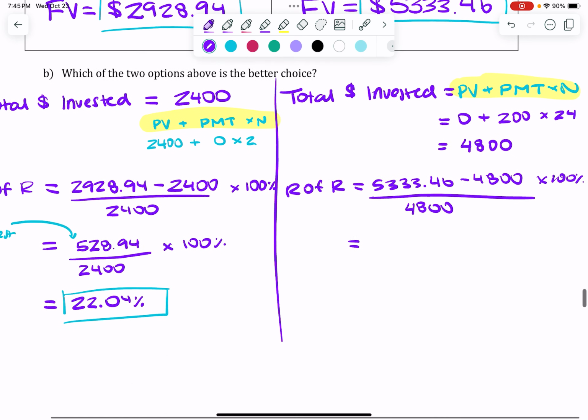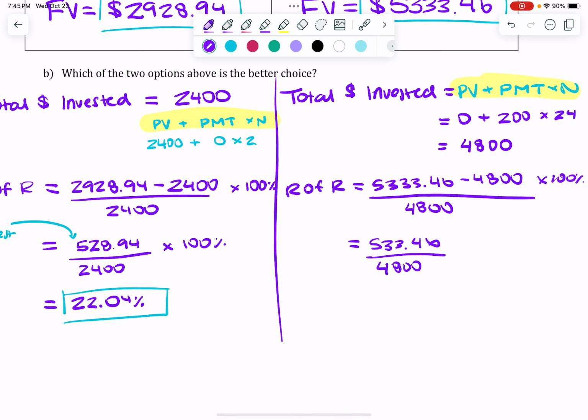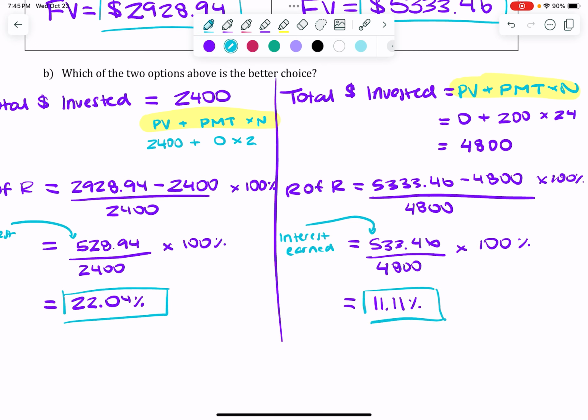Again, I'm going to do it step by step, really just to point out that the difference in that numerator is my interest earned. So if I was asked how much interest earned, my dollar amount, that numerator is exactly that value. But when I plug that in, I get 11.11%. Quick, make a wish. It's 11.11. Okay.